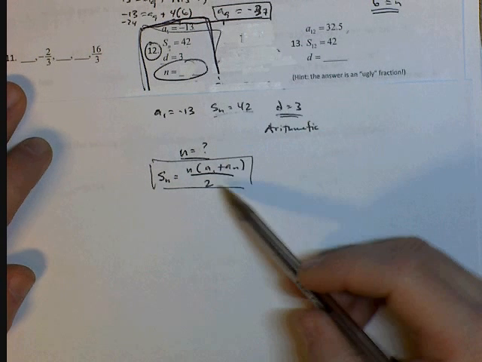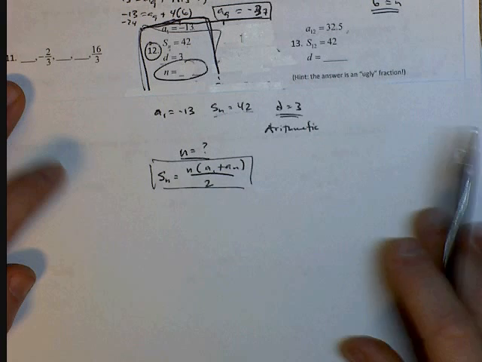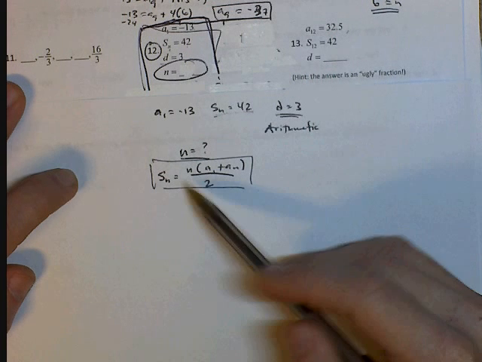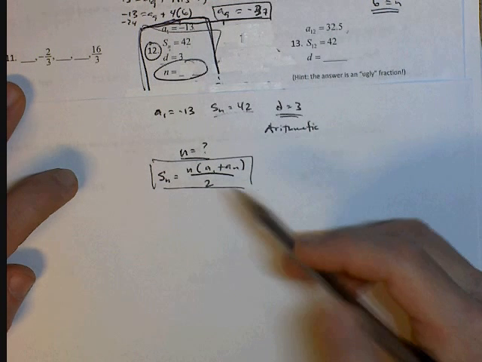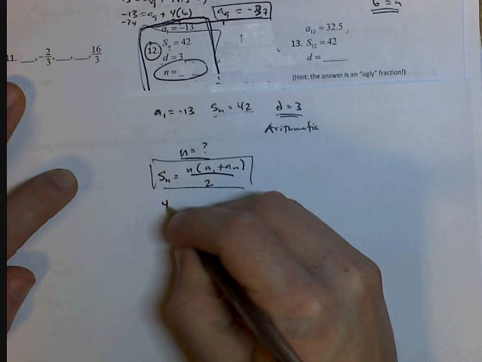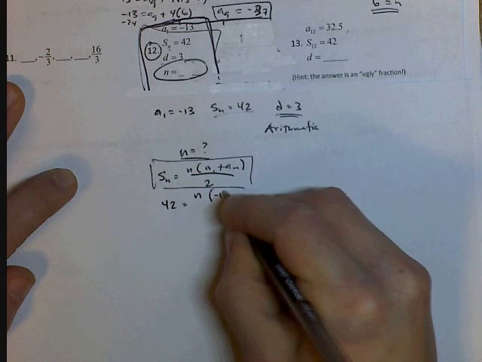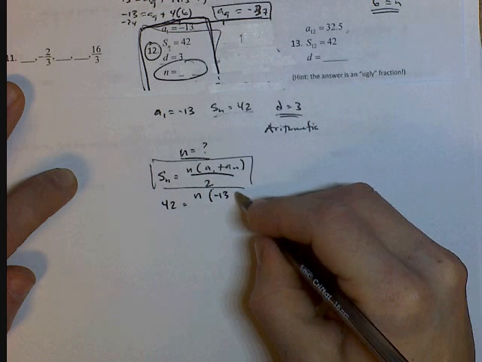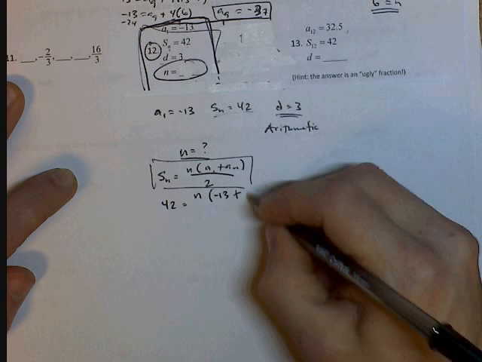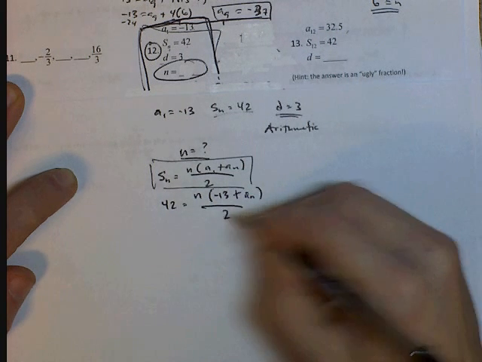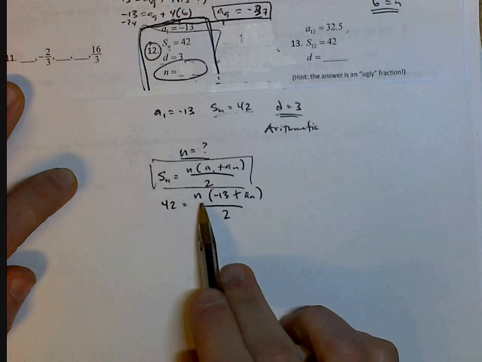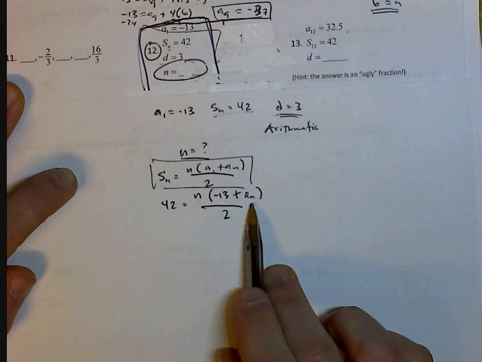We're going to start by using this summation formula because they gave me S sub n, so it's a good hint that I could start with that formula. So I'm going to plug in 42. N is what I don't know. A sub 1 is 13. Here's the interesting thing. I also don't know what A sub n is. We'll come back to that in a second. So I can plug these things in. So I don't know what n is, but I also don't know A sub n.